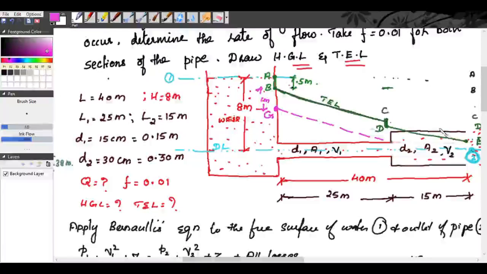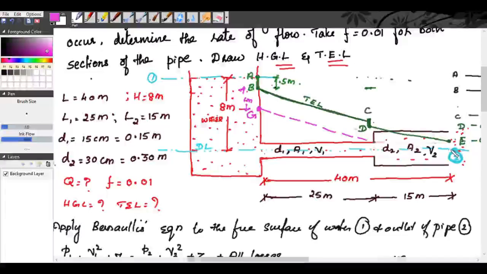Now come to this point, that is at the exit of the pipe. When you come to the exit of the pipe, see at this point, our hydraulic gradient line will coincide with the datum line. So we will take that point as F. Why is this coinciding with the datum line?